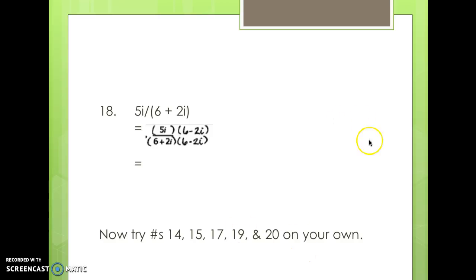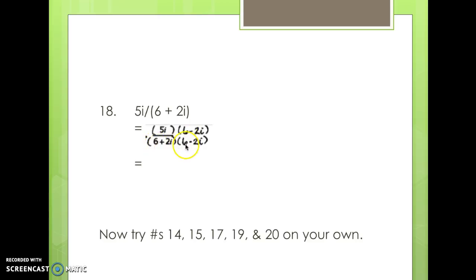Why do we do negative? Because we want to do whatever we can to get rid of that middle number on the bottom. So 5i times 6 will get us 30i. 5i times negative 2i will get us negative 10i squared.